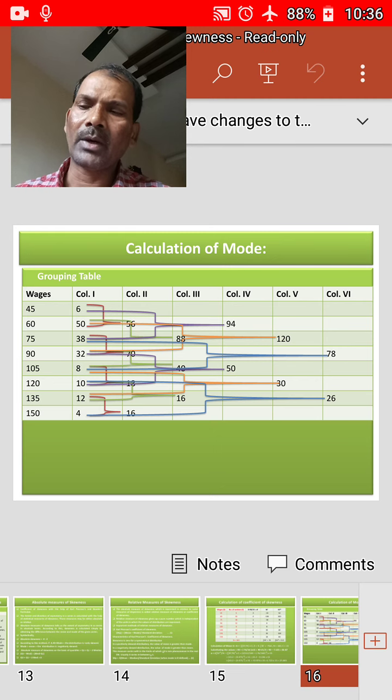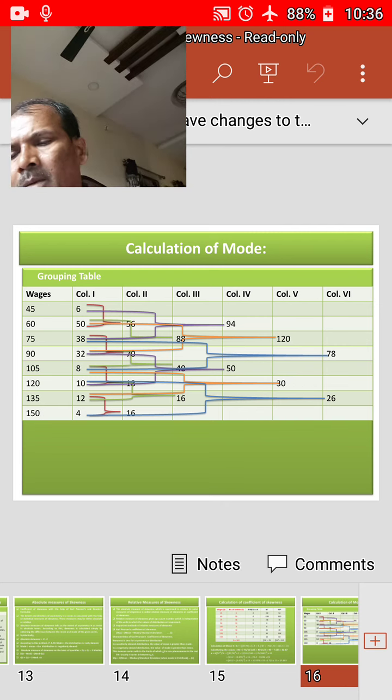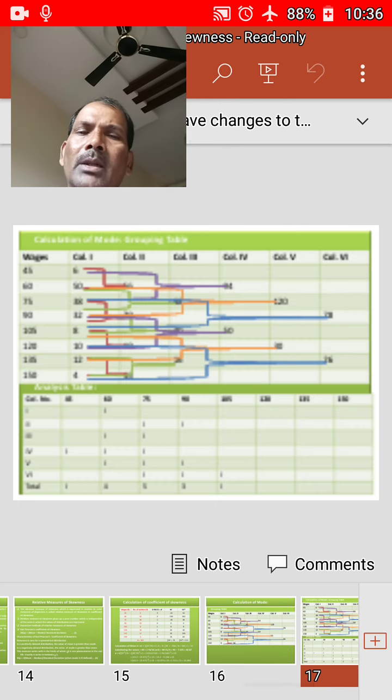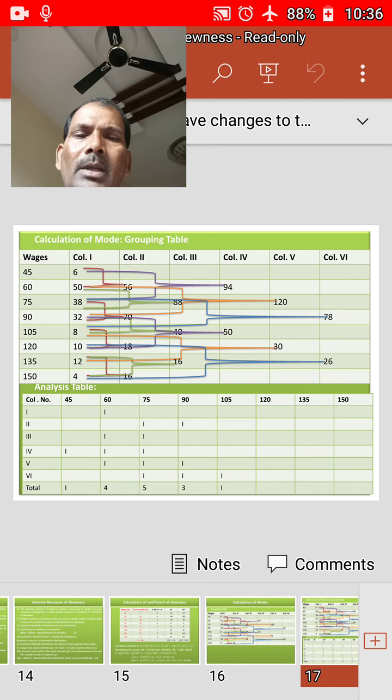In the column 5, leaving the first item, add three. That is 50 plus 38 plus 32 is 120, 8 plus 10 plus 12 is 30. In the sixth column, leaving the first two, we need to add three. That is 38 plus 32 plus 8 is 78, 10 plus 12 plus 4 is 26. With this we come to know the grouping table has been completed. And now, based on the grouping table, we will consider the analysis table.